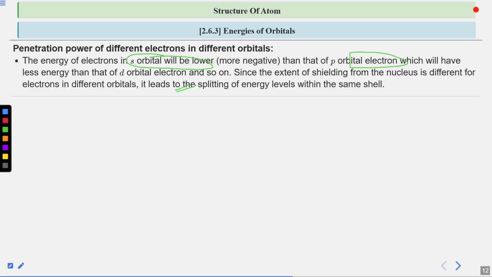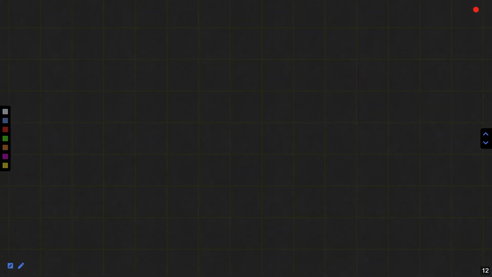So why does the s orbital have lower energy? I'm trying to explain that again and again, so let us try to understand it. You have your nucleus. Suppose this is your 3s orbital. Then this is your 3p, larger in size. And lastly, you have a d orbital.